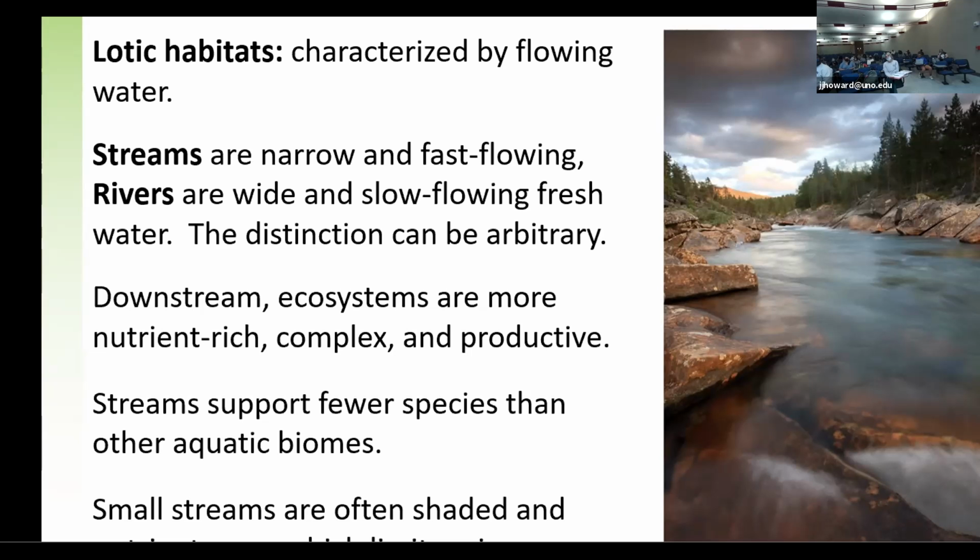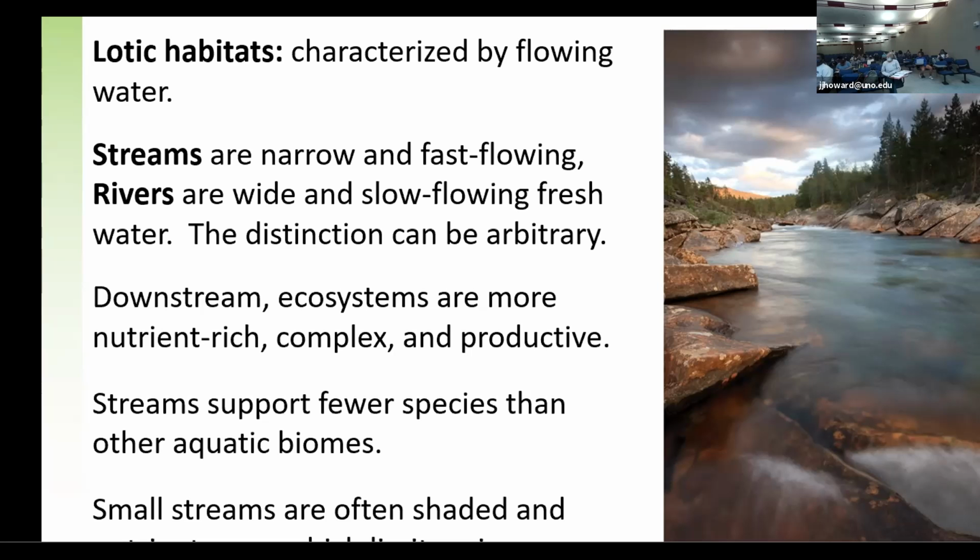So lotic habitats are flowing water. Streams are relatively small and narrow. Rivers are big. That's completely arbitrary. There's really no agreed upon distinction between streams and rivers. It's more of a gradation than anything else. And we don't really take it seriously because what we're interested in is the characteristics of the waters that are flowing.